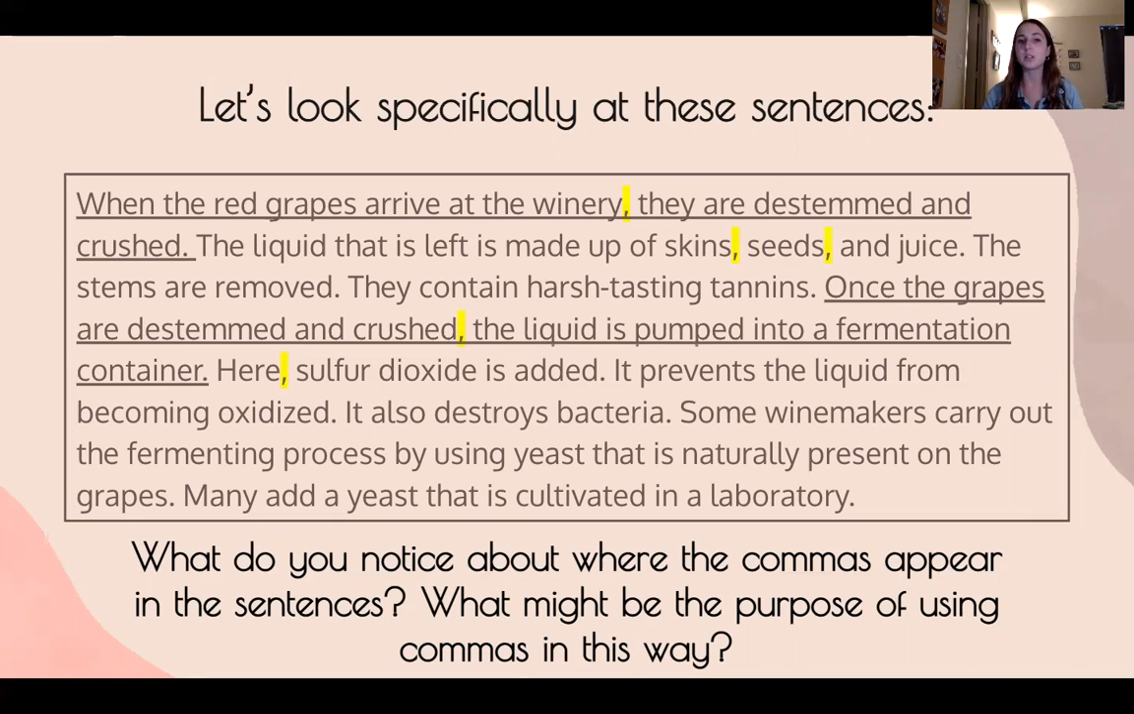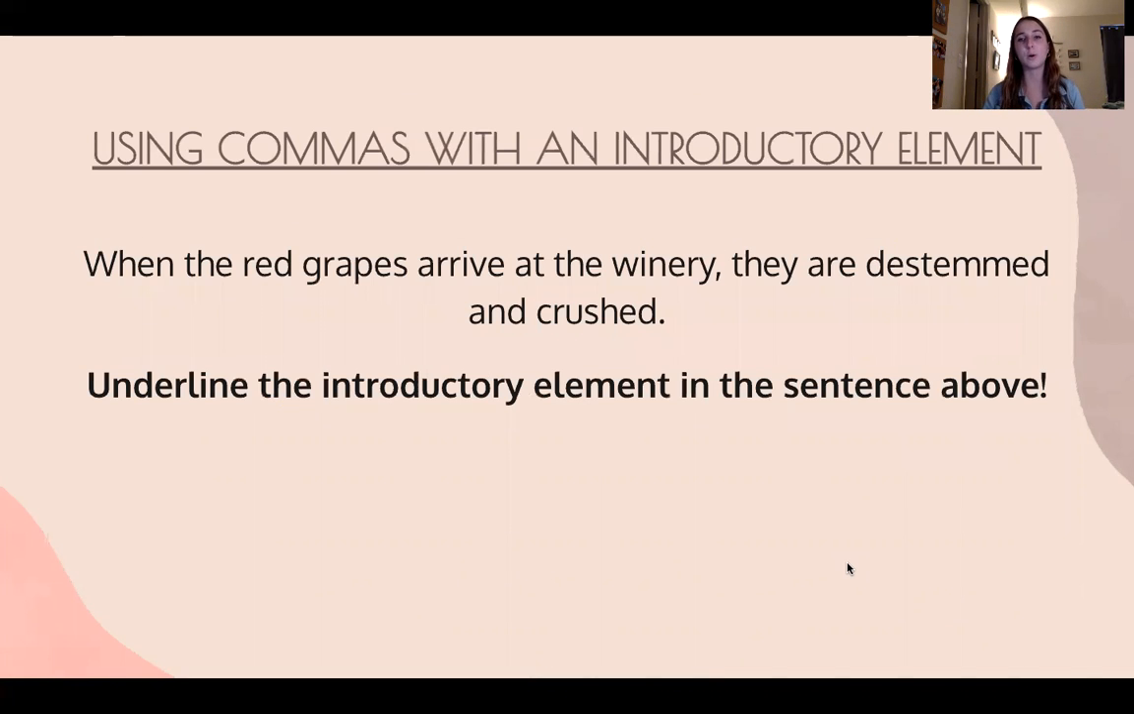So you should have noticed that both have commas that appear kind of in the middle of the sentence, and both have what we call subordinating conjunctions at the start of a sentence. So in case you didn't notice, both of these sentences have what we call an introductory element, an element or a clause that introduces the sentence.